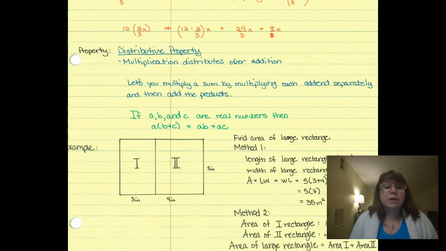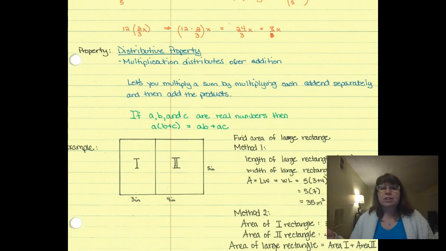The next property I want to discuss is the distributive property. It's multiplication distributes over addition. But I don't want you to get caught up in the word addition, because if you remember, subtraction we can write as addition. So multiplication really distributes over addition and subtraction. We just don't always rewrite subtraction as addition. So it does go over both of those operations, addition and subtraction.